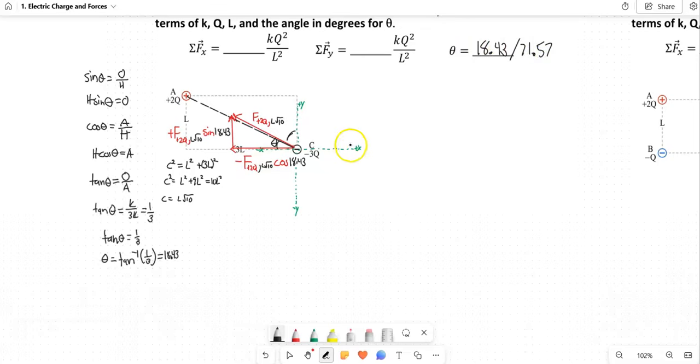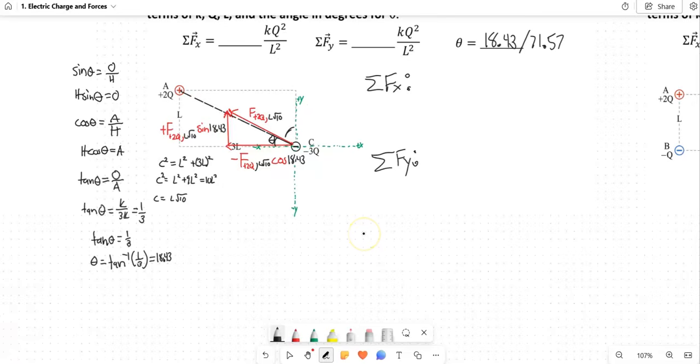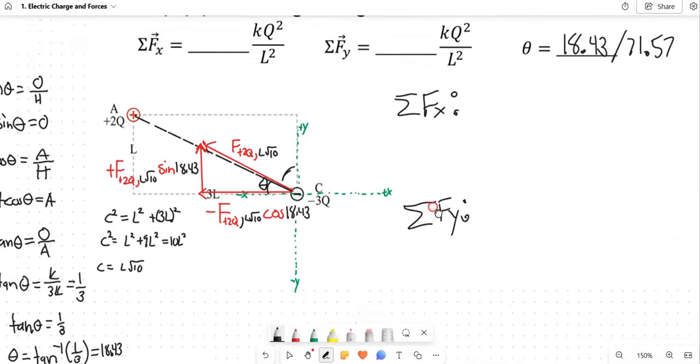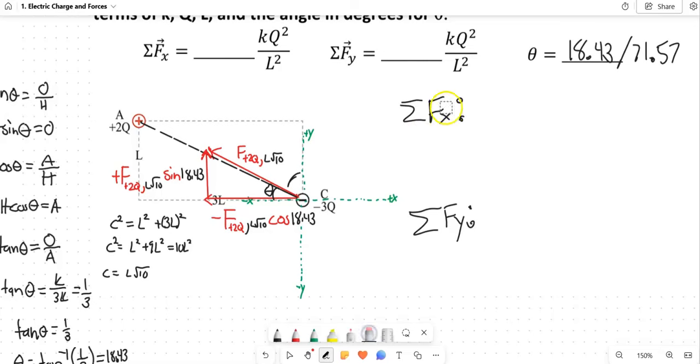Now, just like in the 1.1 tutorial, we just want to sum the forces in the x direction and the y direction. We don't need to do much else. And so what we're going to do is, you know what, I'm going to clean this up a little bit. I'll write this a little bit over, give myself some room.